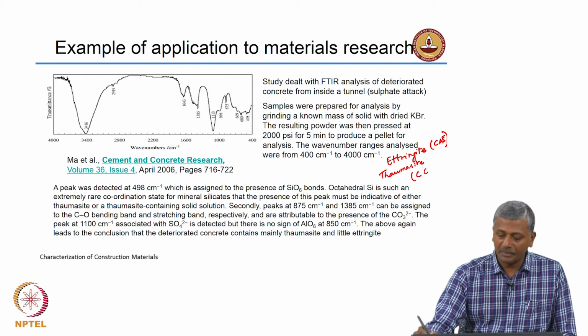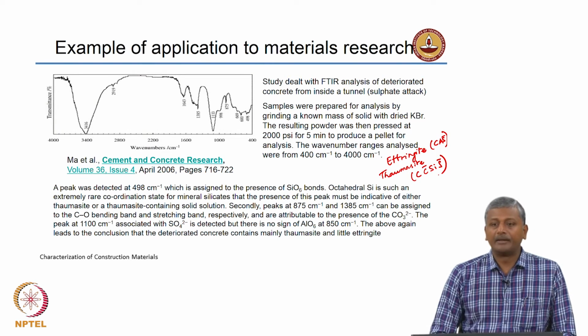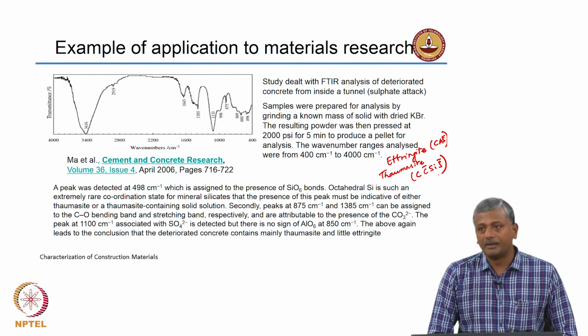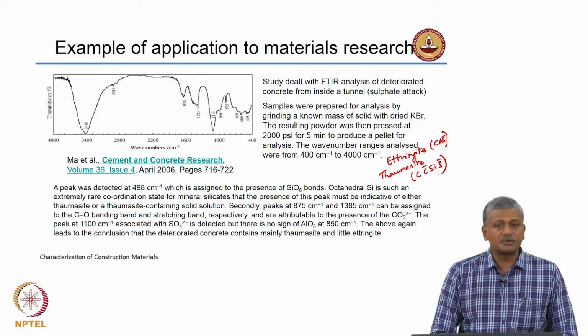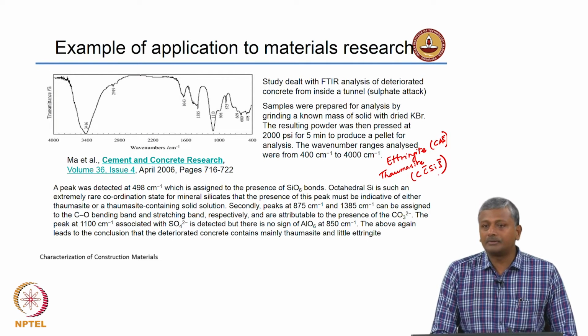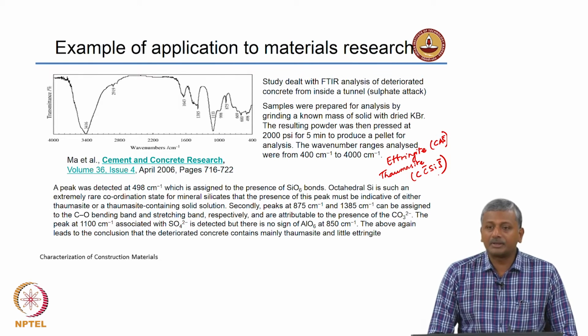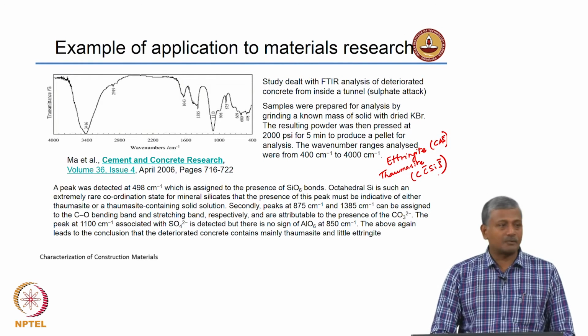Thaumasite is calcium carbonate silicate sulphate. It is a very complicated product which usually forms whenever there is a source of carbonates in your system, and it is also specifically formed when you have low temperatures prevailing in your system. So, here there was a case where sulphate attack was happening, not necessarily at low temperatures in this case.